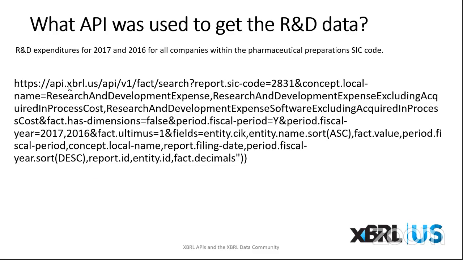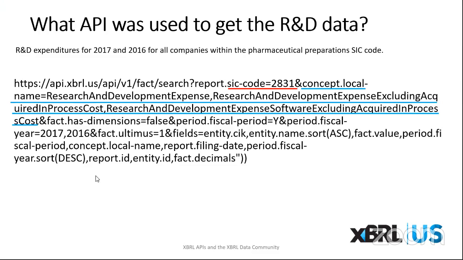The first part of this is really just the API, and it's calling that API. The first thing it's doing is saying, give me SIC code 2831. I set that up so it could be changed, so you could swap out a different SIC code and pull in a different industry group if that's of interest. I also said I want to get the concepts R&D expense excluding acquired and process cost, and R&D expense software excluding acquired and process cost.